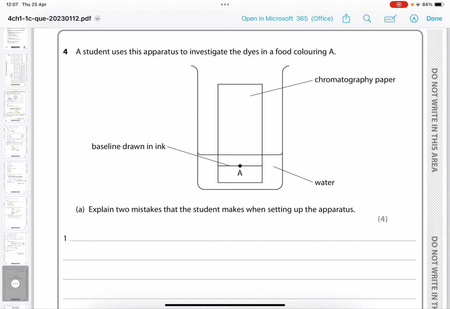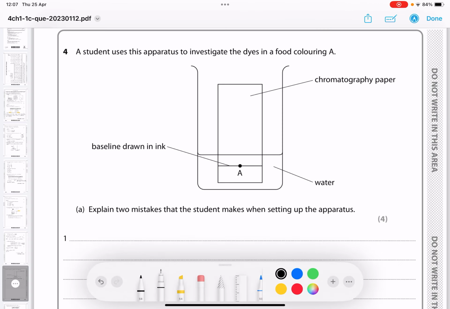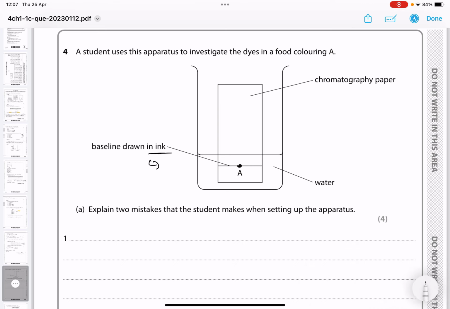A student uses this apparatus to investigate the dyes in the food colouring A. Explain 2 mistakes that the student makes when setting up the apparatus. Okay, well, clearly, we can already identify the 2 mistakes. First of all, this baseline is drawn in ink. It should not be drawn in ink because it will contaminate the result. It will interfere. Say that you have a dye here, which they've drawn. The ink will mix with that dye and it will affect the results. It will affect how far the dye moves up the chromatography paper. So what the student should have done is drawn the baseline in pencil.